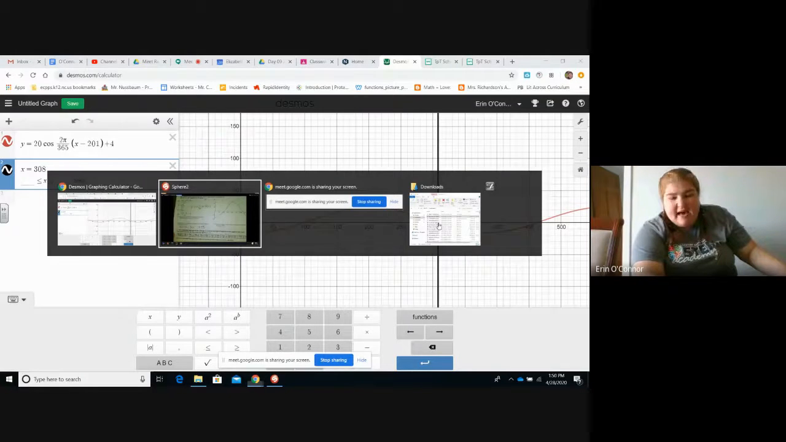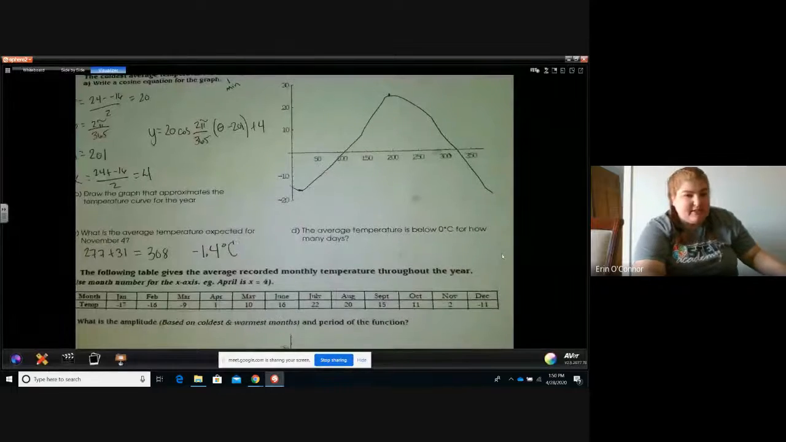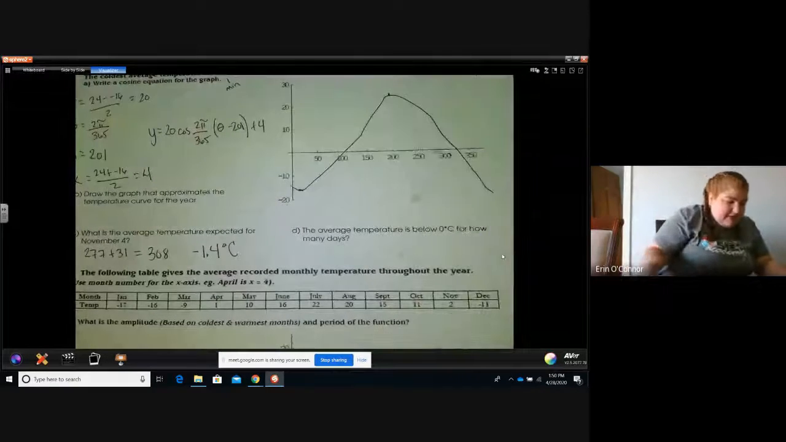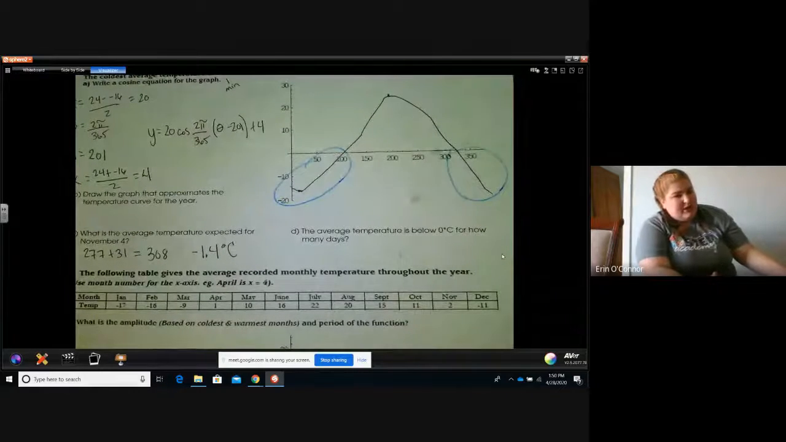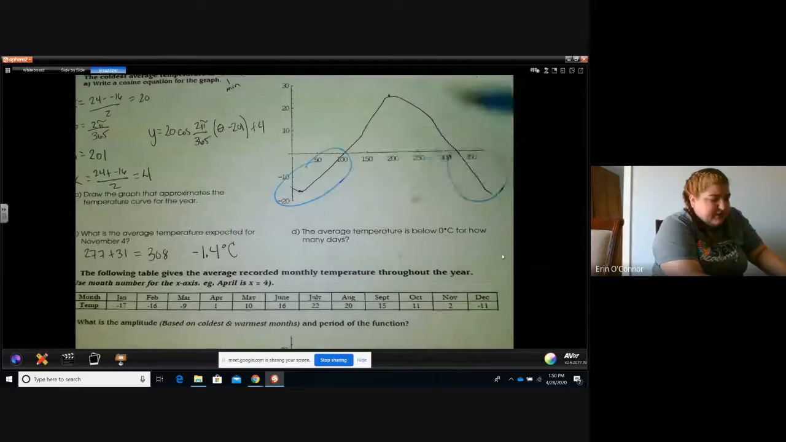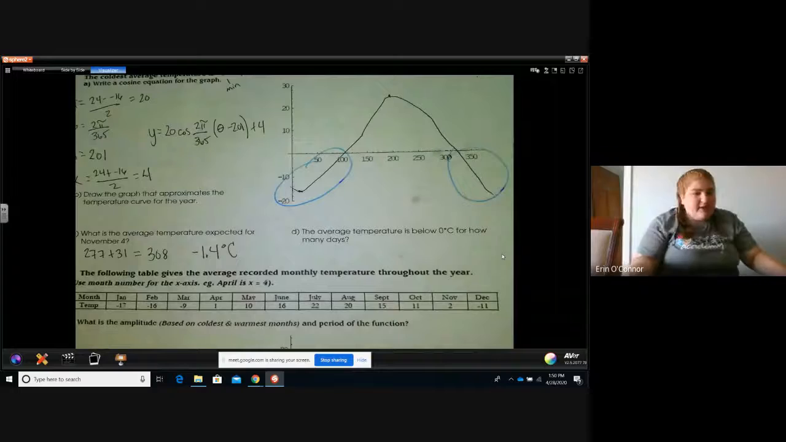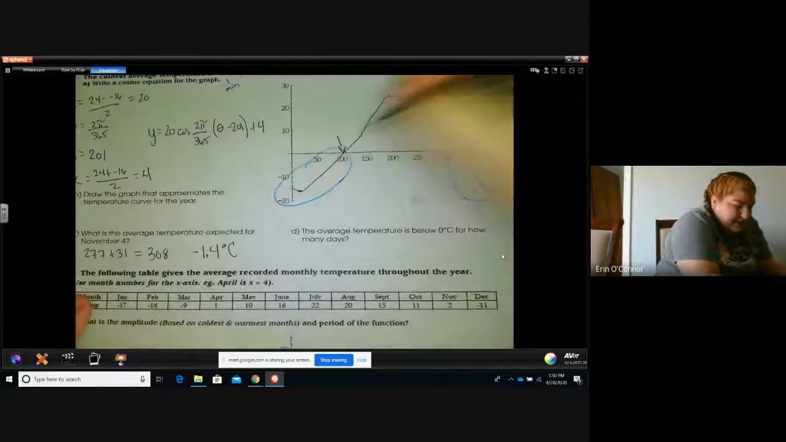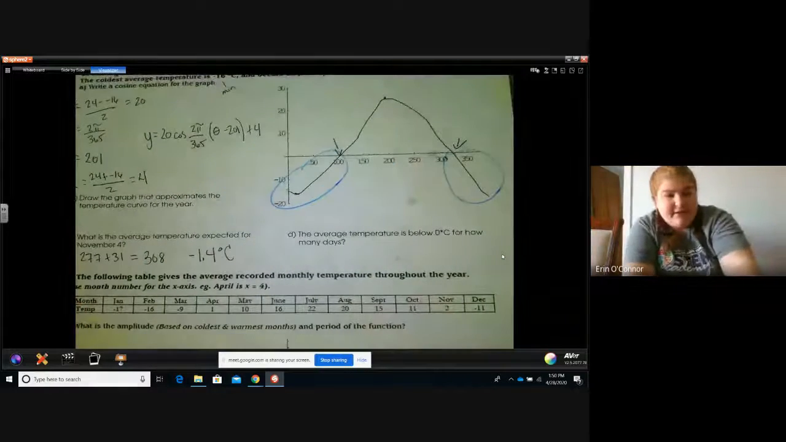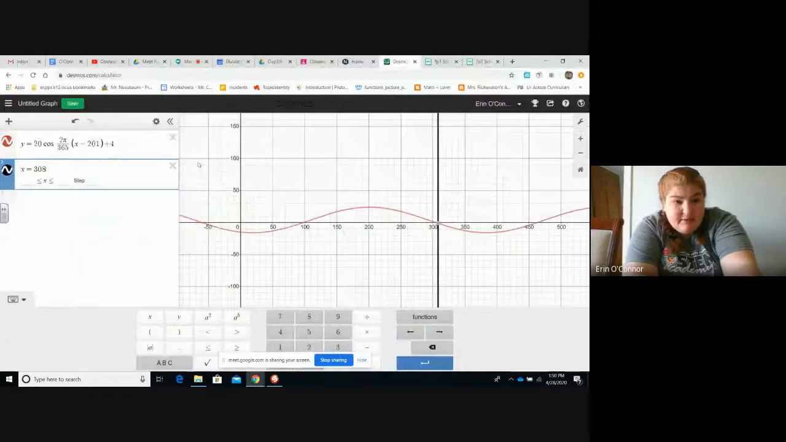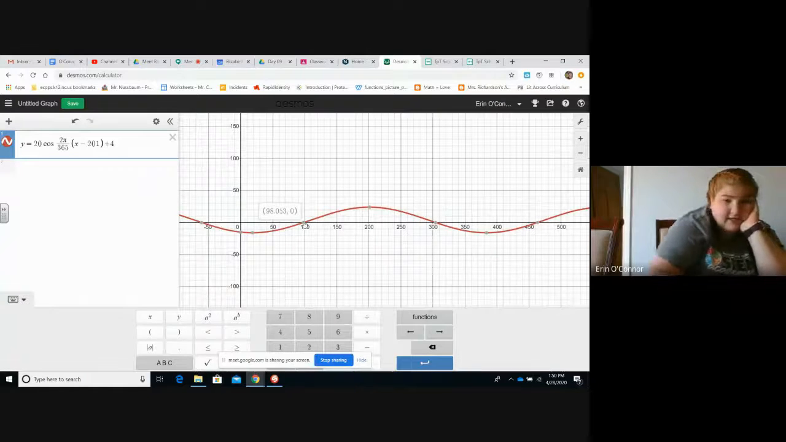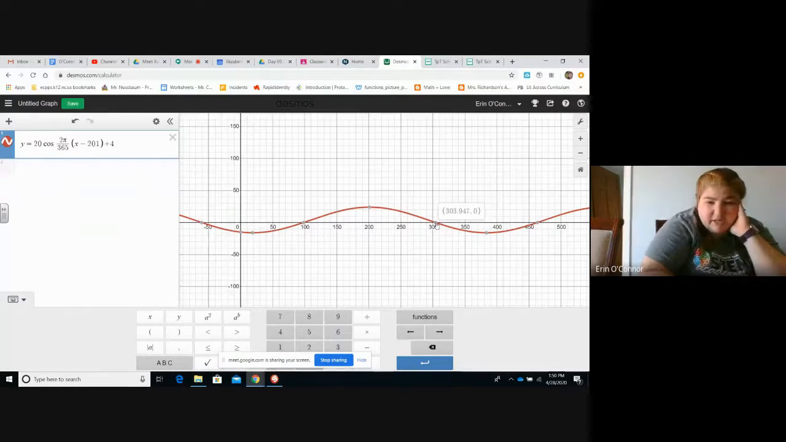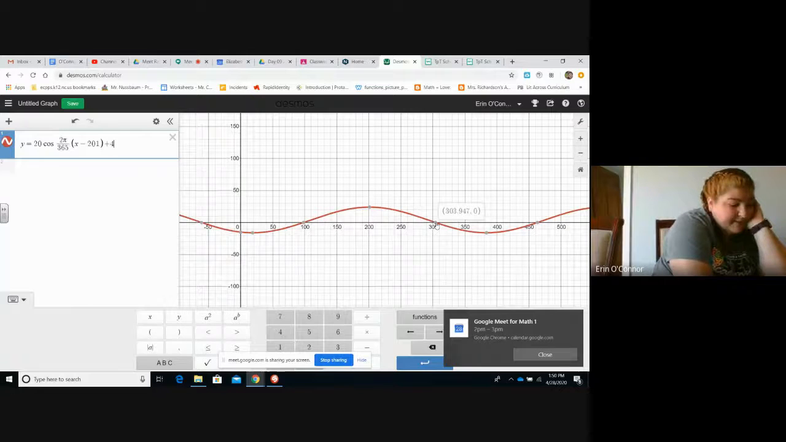Now this time I need the average temperature is below 0 degrees Celsius for how many days? So I need this section right here and this section right here. But that might be really hard to determine. So what I'm going to do is determine this section, just like we did last time, and subtract it from 365 to get the actual number. So I need this number and this number right here, and that's 0 degrees. You can find them out, but you can also just look on here. It's the 98th day because your zeros are always on your graph, and the 304th day.